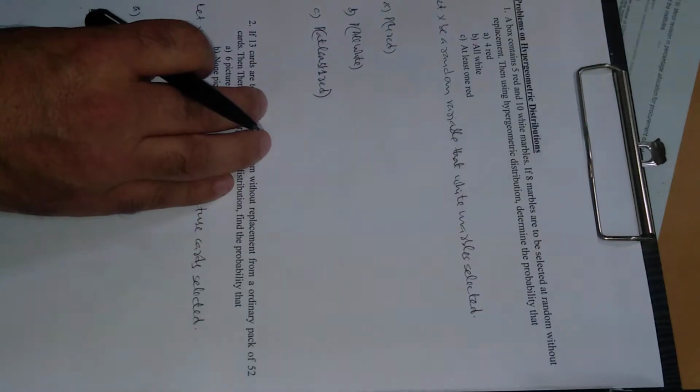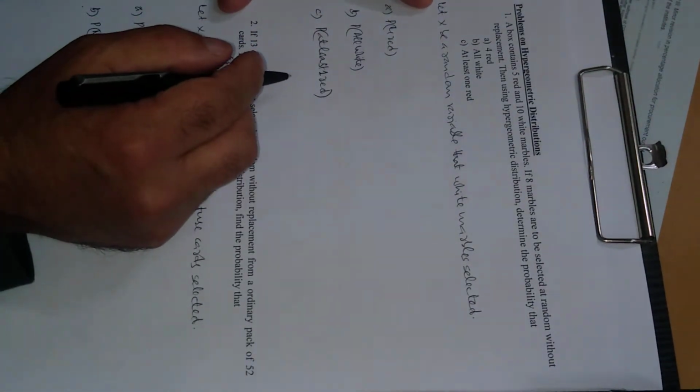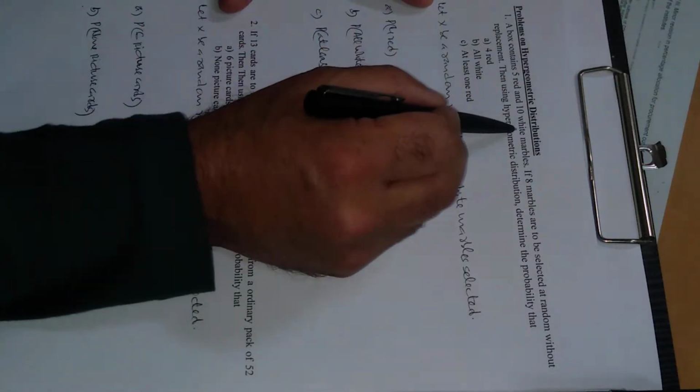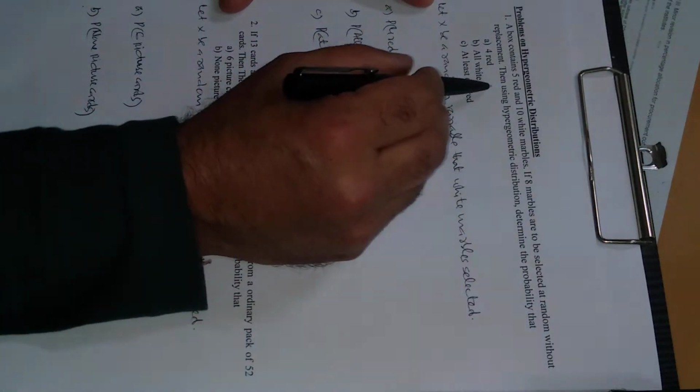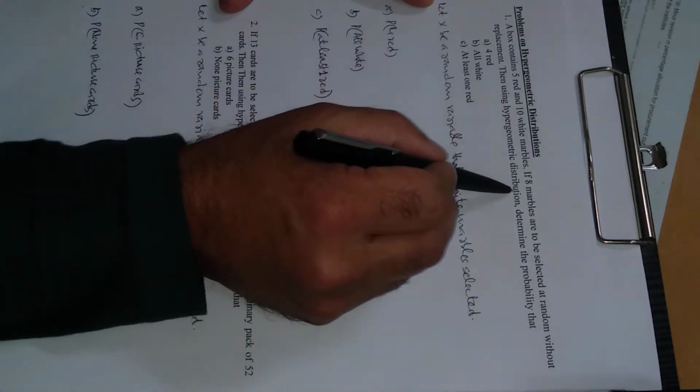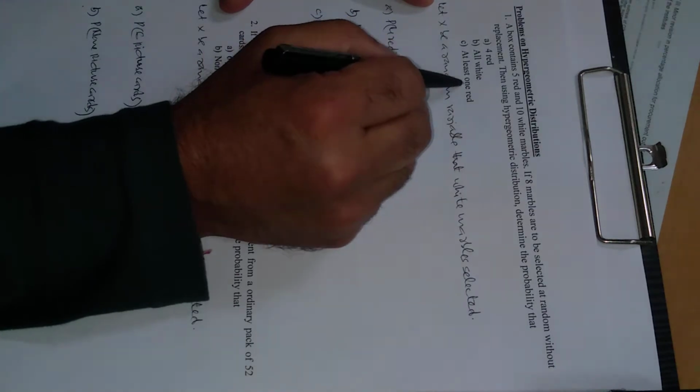Now I'm going to solve some problems on the hypergeometric distribution. The first problem is: a box contains 5 red and 10 white marbles. If 8 marbles are to be selected at random without replacement, then using the hypergeometric distribution, determine the probability that 4 are red, all white, and at least 1 red.